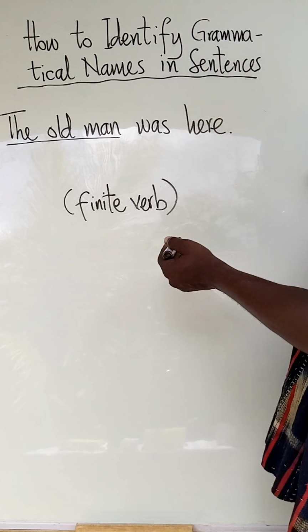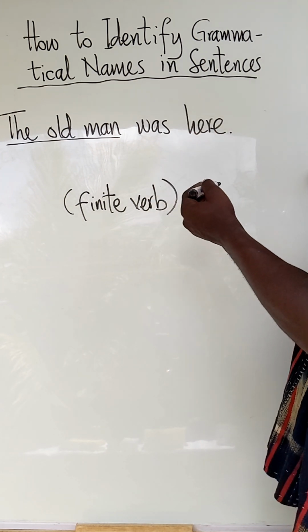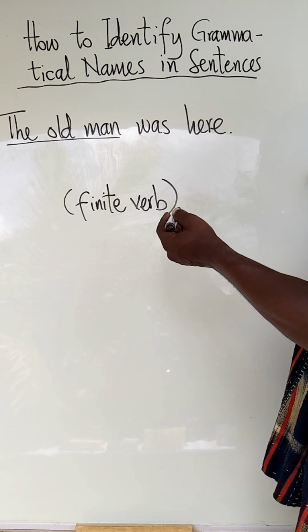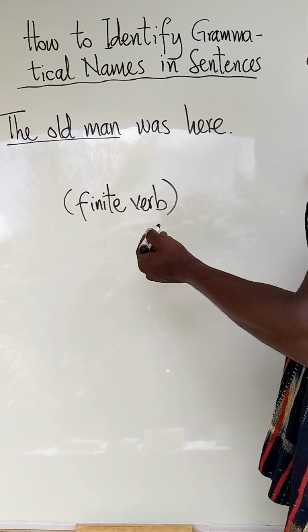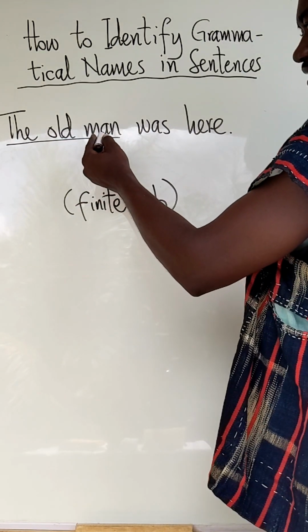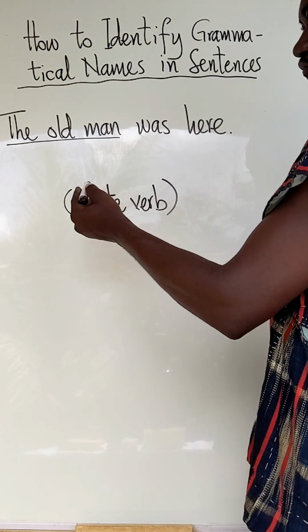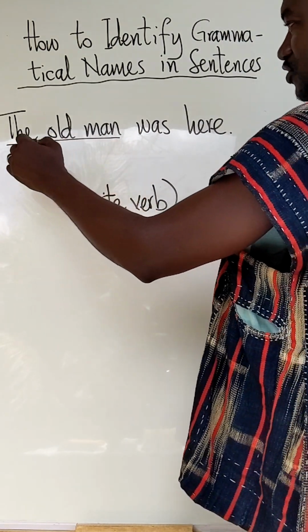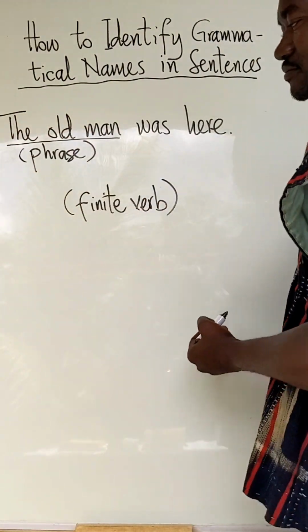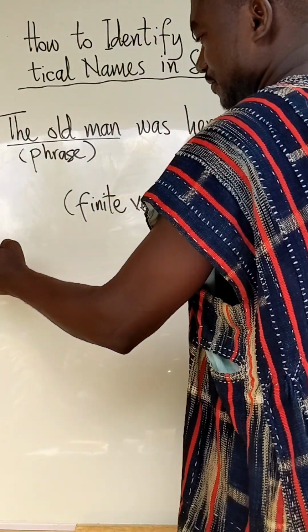So the underlined construction here is the old man. Do we have a finite verb in this construction? The answer is no, because there is an article, old is an adjective, and man is a noun. So there is no finite verb in this construction. Therefore, this construction is a phrase. Let's look at the second example.